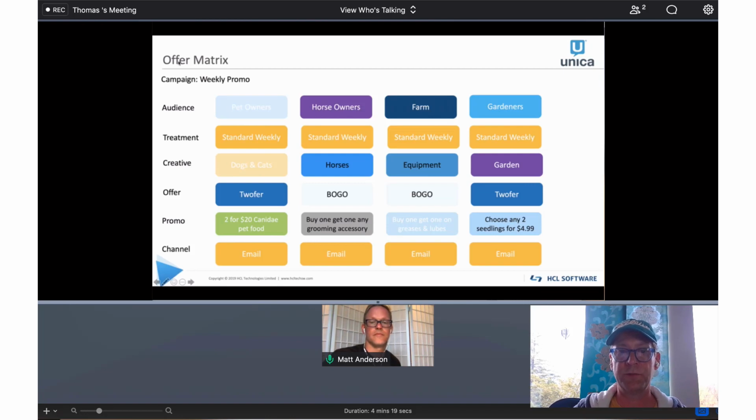So for gardeners and pet owners, we're trying a twofer, whereas with horse owners and farmers, we're trying BOGOs. And then you can see the promotional message, that 2 for 20, buy one, get one, and that's going to be delivered through email. We call this an offer matrix. What it's meant to do is structure your offer strategy in a way where you're able to track offers and keep track of each one of these different creative variations, so that you can figure out which combination works best with which audience in terms of conversion.